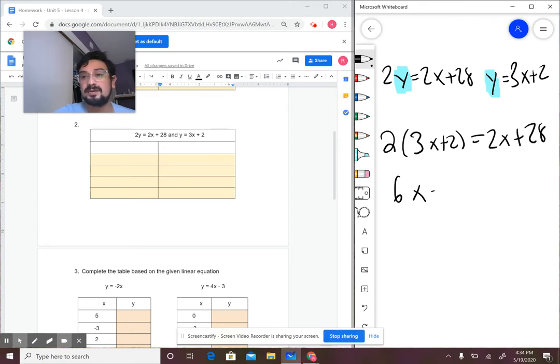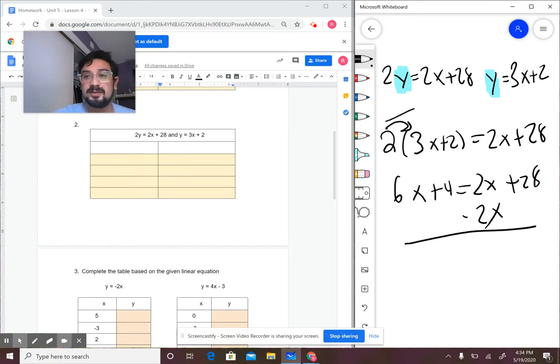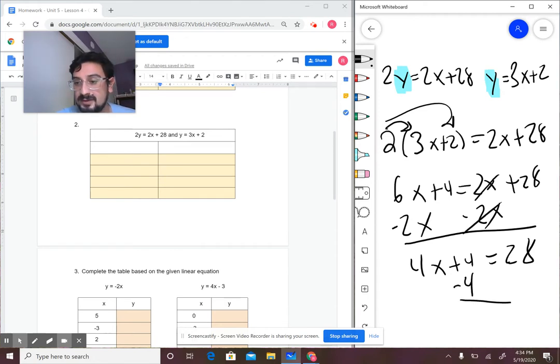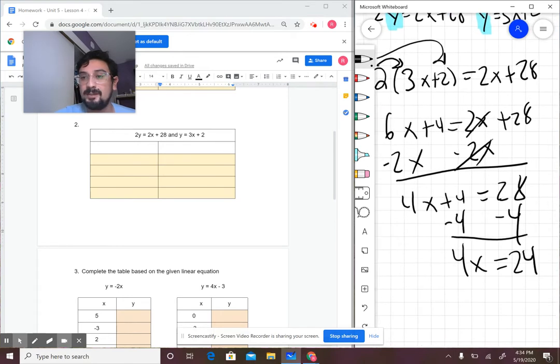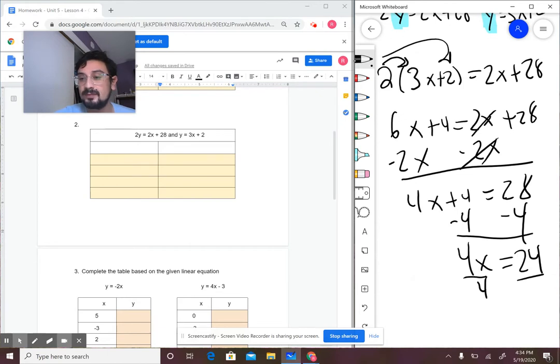So 6x plus 4 is equal to 2x plus 28. This is the distributive property. Remember the distributive property. And then you're going to subtract 2x on both sides. 4x plus 4 is equal to 28. And then subtract 4 on both sides, and 4x is equal to 24. Divide by 4 on both sides, and the answer is x equals 6.